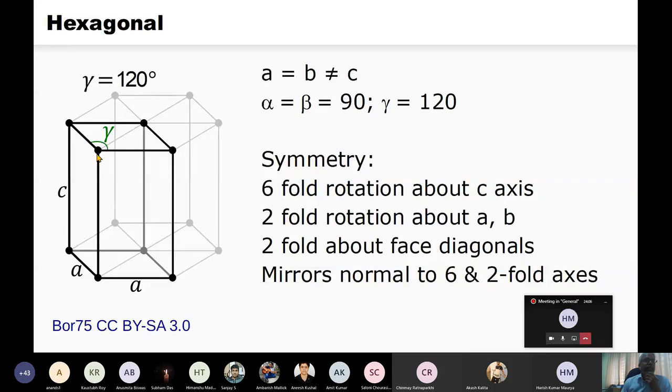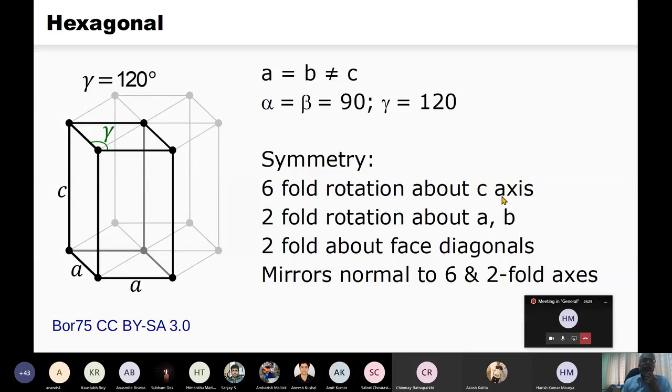And finally, the hexagonal, we have already seen this. So here's the generating unit cell, which is a parallelepiped, and the angle here is 120 degrees. And the rest of it, you can also see how the entire hexagon can be generated using this unit cell. And of course, you keep repeating this in space.